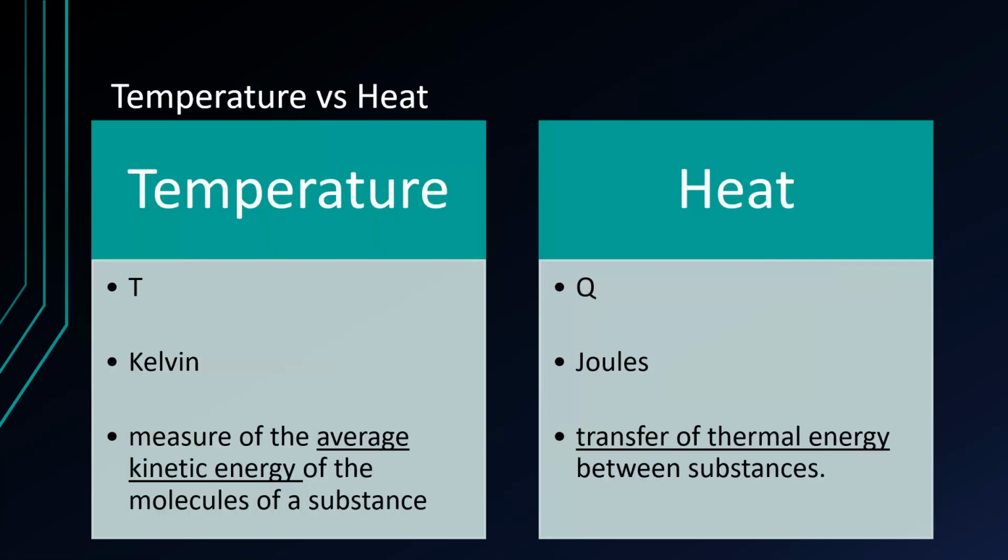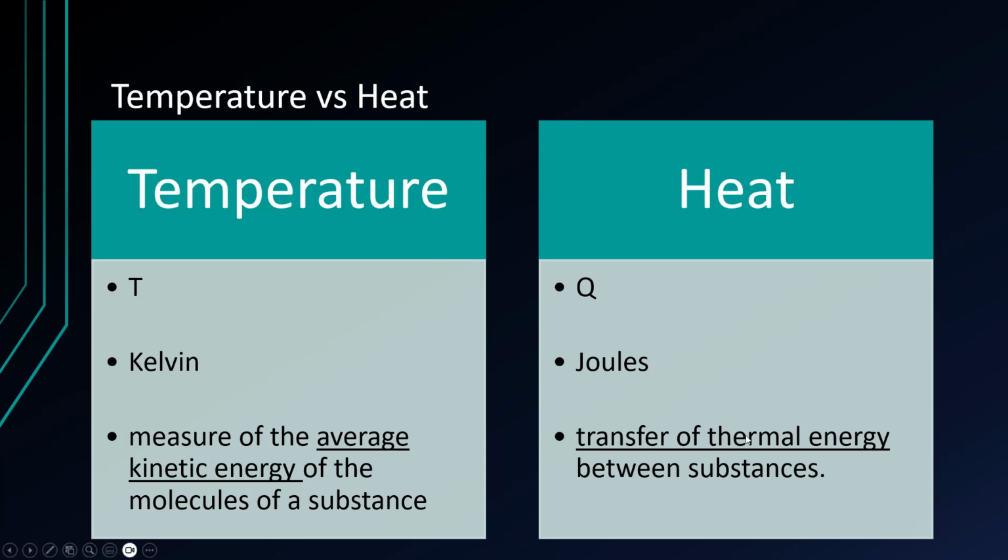So what is the difference between temperature and heat? Sometimes colloquially we use these interchangeably, but they're not the same thing. So temperature, we use the letter T as our variable, and heat we use the letter Q as our variable. Temperature has units of Kelvin, while heat has units of joules. And if you recall, joules was also the unit that we used for energy. So that tells us that heat has to be related to energy.